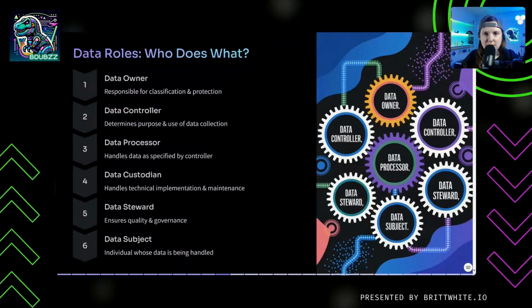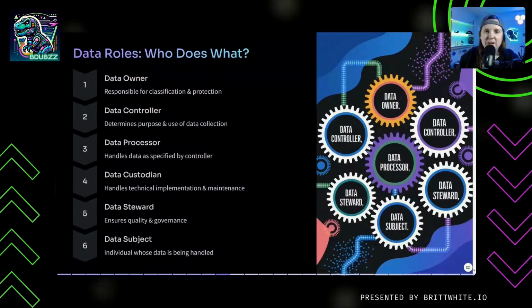Finally, we have our data subjects. These are the individuals that the data is about. For example, customers whose personal information we store, or employees whose records we maintain. They have rights regarding their data and how it's used, which we must respect and protect.